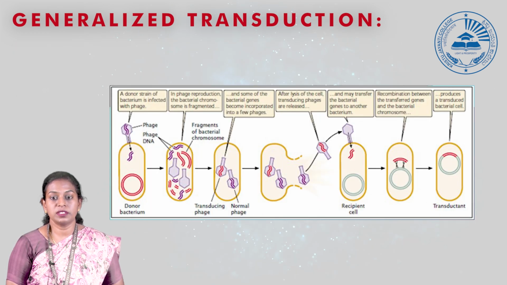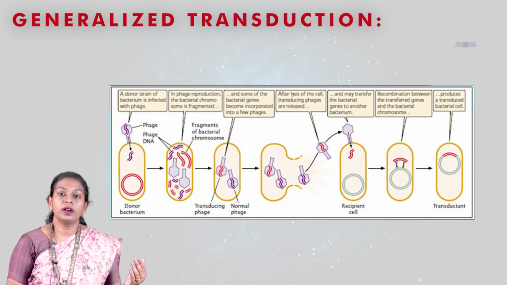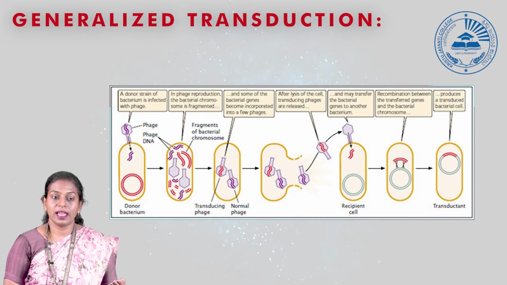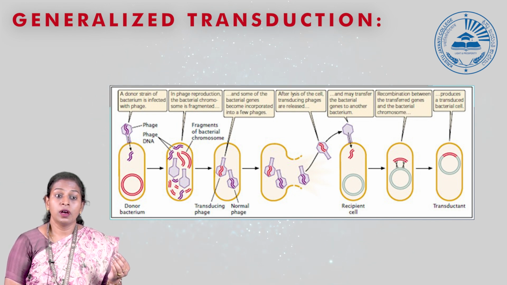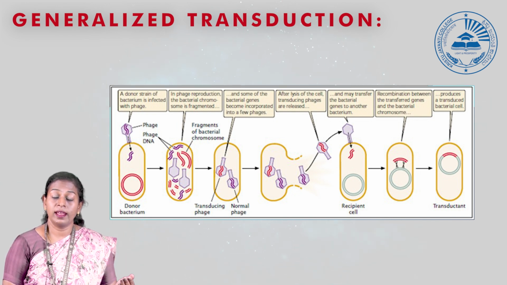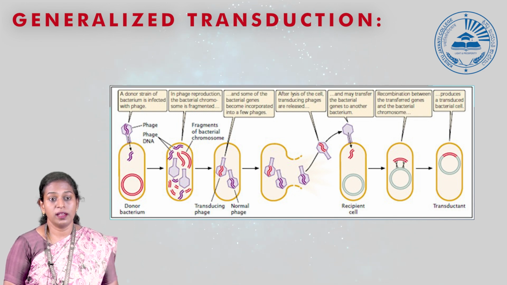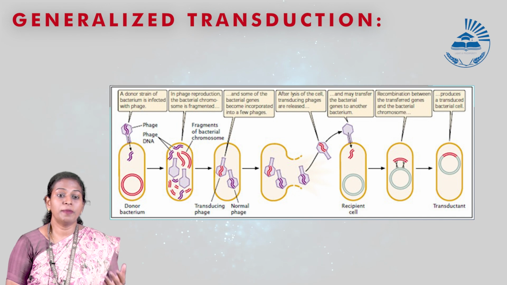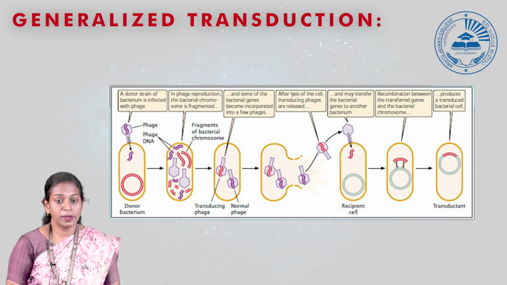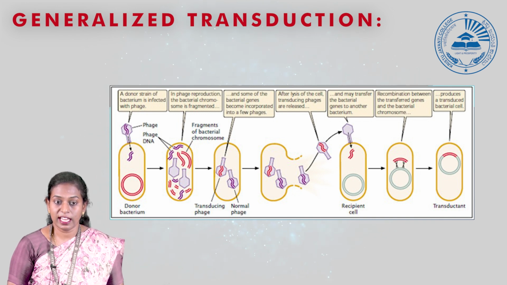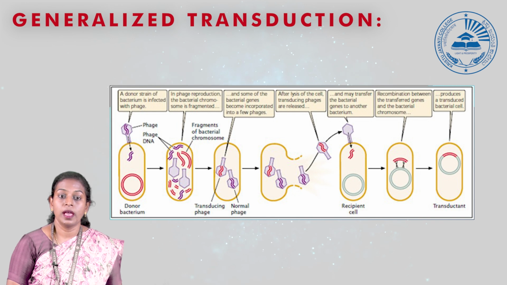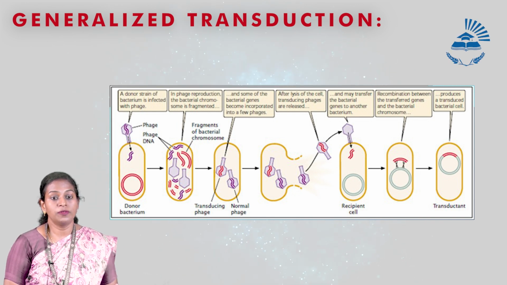This is a pictorial representation showing how transduction takes place. As you can see, the first picture shows a bacterial cell being injected by a phage, transporting its phage DNA into the bacterial cell, wherein the fragments of the bacterial chromosome are being replicated in the host cell. And once the reassembly of the phages takes place, you can see that the transducing phage carries the bacterial chromosome and the normal phage carries the normal phage chromosome.